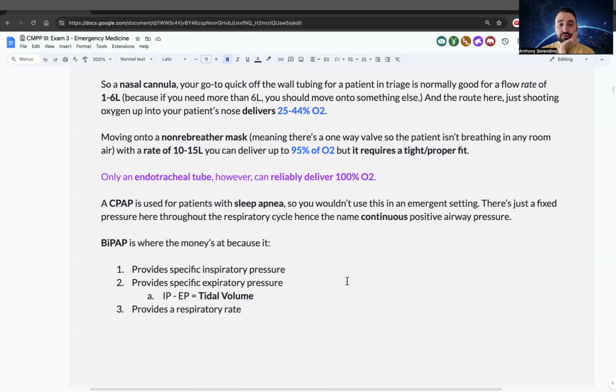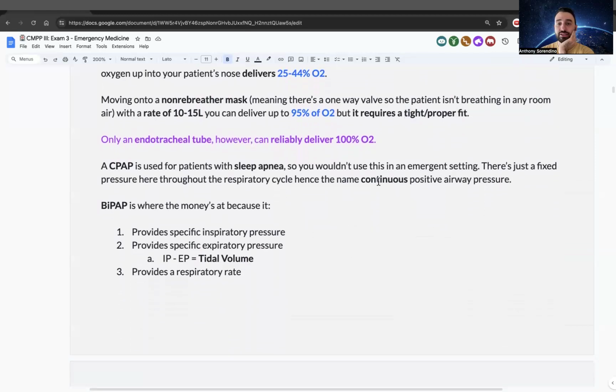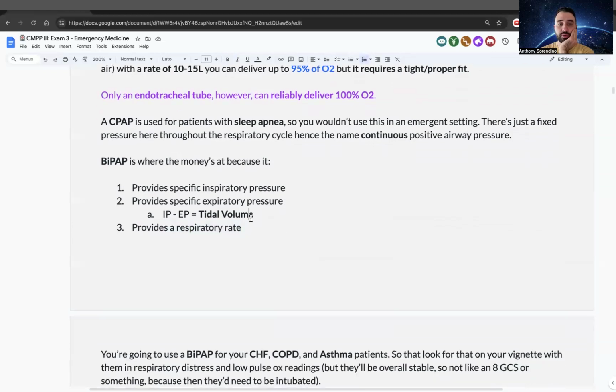So a CPAP machine is going to be used for patients with sleep apnea. I don't think they're going to ask about that. That's continuous positive airway pressure. BiPAP, that's where it's at. That's what you're going to use in EMS and the emergency room. This you can fine tune, like your specific inspiratory and expiratory pressure. And if you subtract EP from IP, you get the tidal volume. You can also set a respiratory rate with that as well.